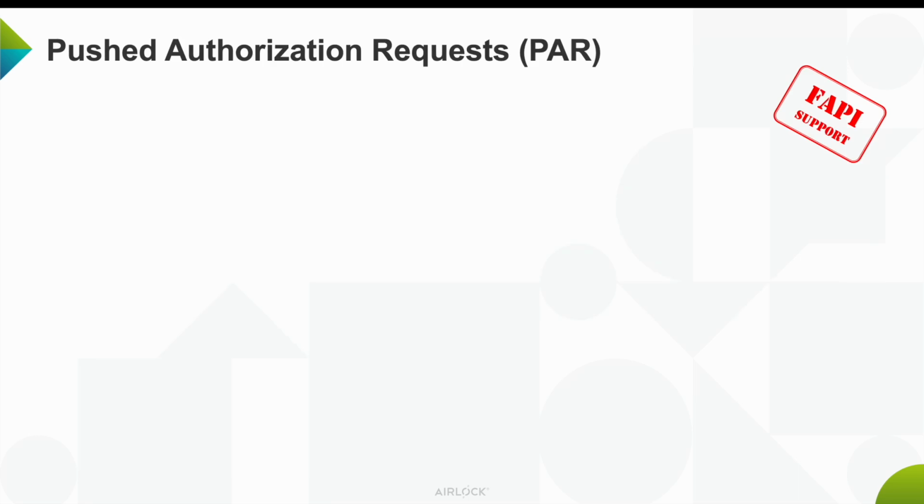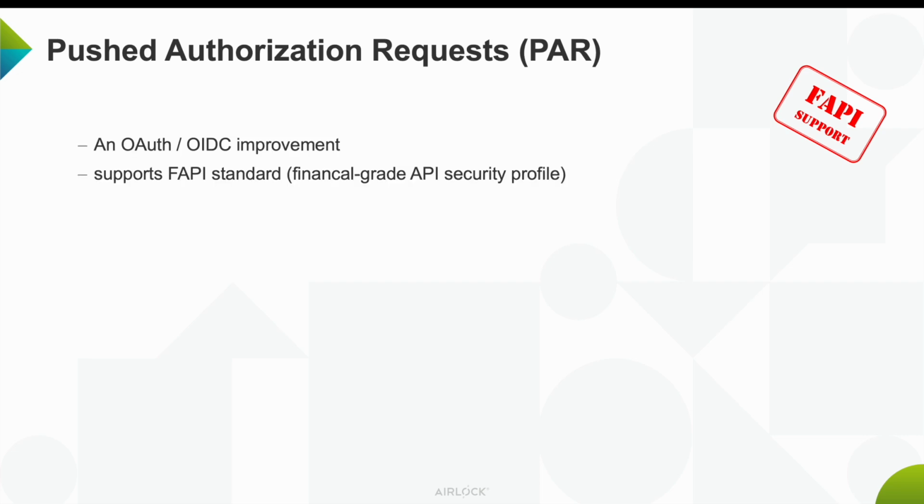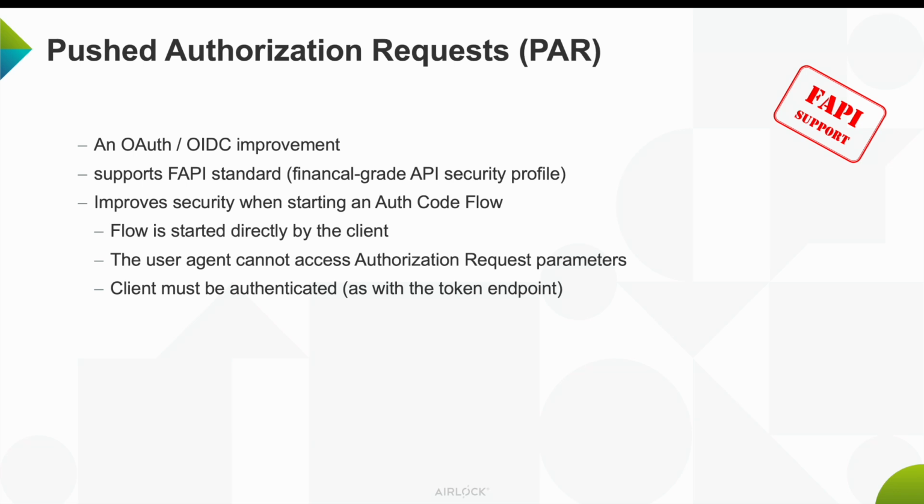Let's move on to a feature that's called pushed authorization requests. This is part of FAPI support, so financial grade API. It's a purely security feature. End users will not notice that this feature is actually being used or if it's not being used. So it's an improvement. It's part of the FAPI standard, and the way it improves security, it does so when you start an authorization code flow.